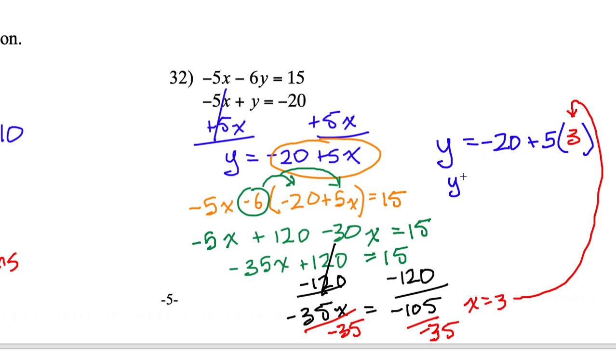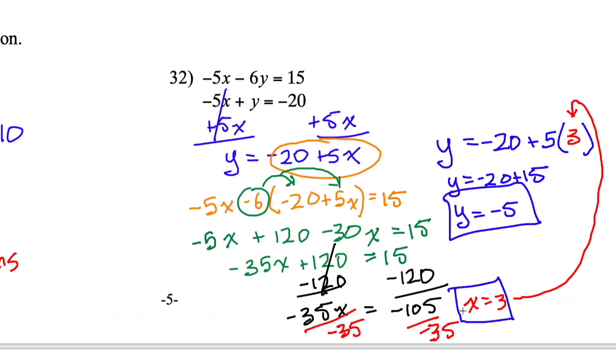So it's going to be y is equal to negative 20 plus 15, and therefore y is equal to negative 5. And now I have my two answers. I can box both of them. My answer is 3 comma negative 5, or just x is 3, y is negative 5.